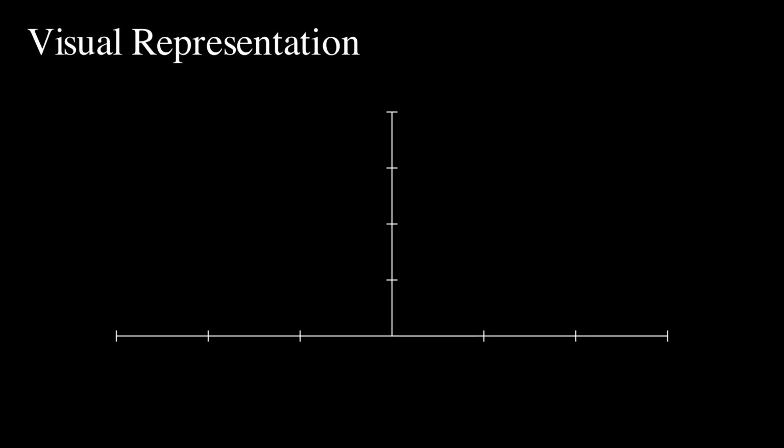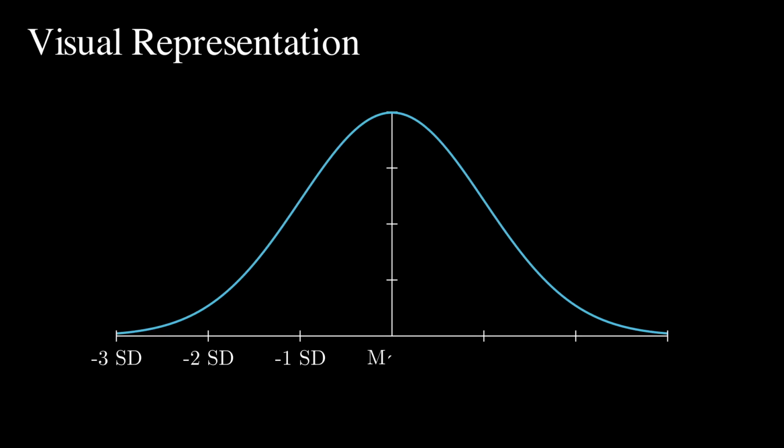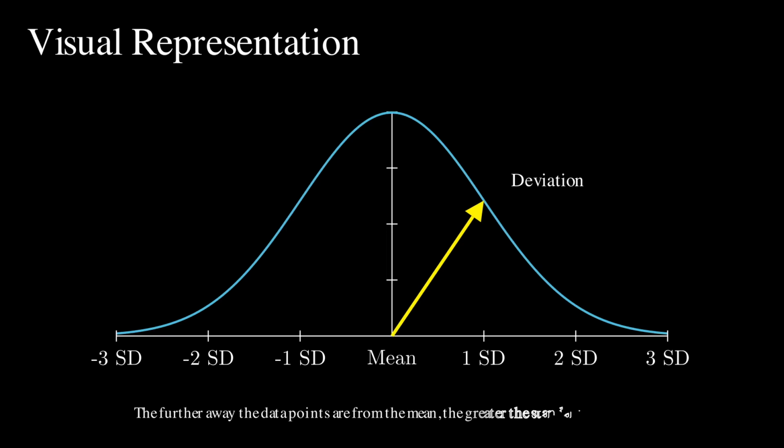So, let's look at this visually. We're going to draw a set of axes where this middle line represents the mean. If you draw a distribution line where your data points would lie, and annotate the axes, we can see the mean sits in the middle, and how far away we are from the mean is the standard deviation. The further away from the mean you are, the higher the standard deviation.